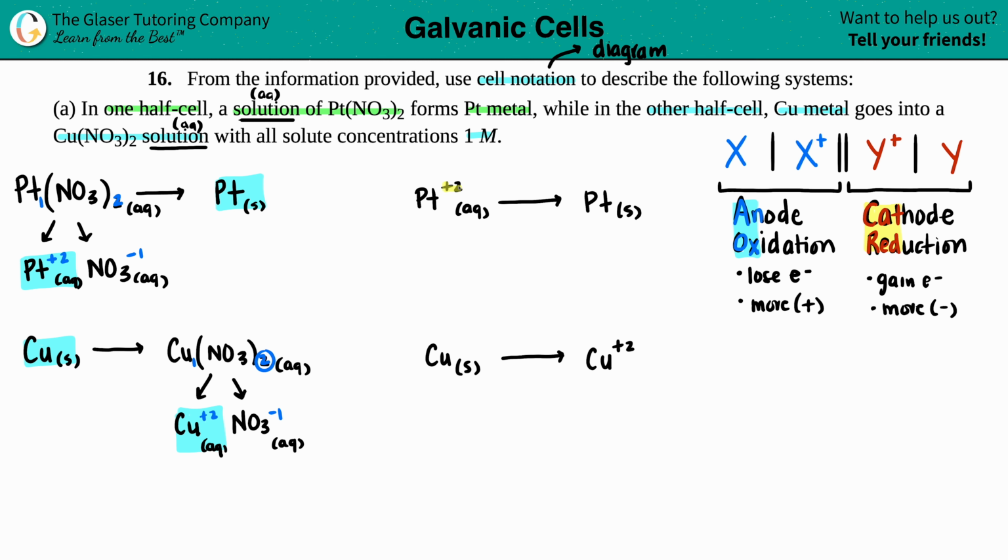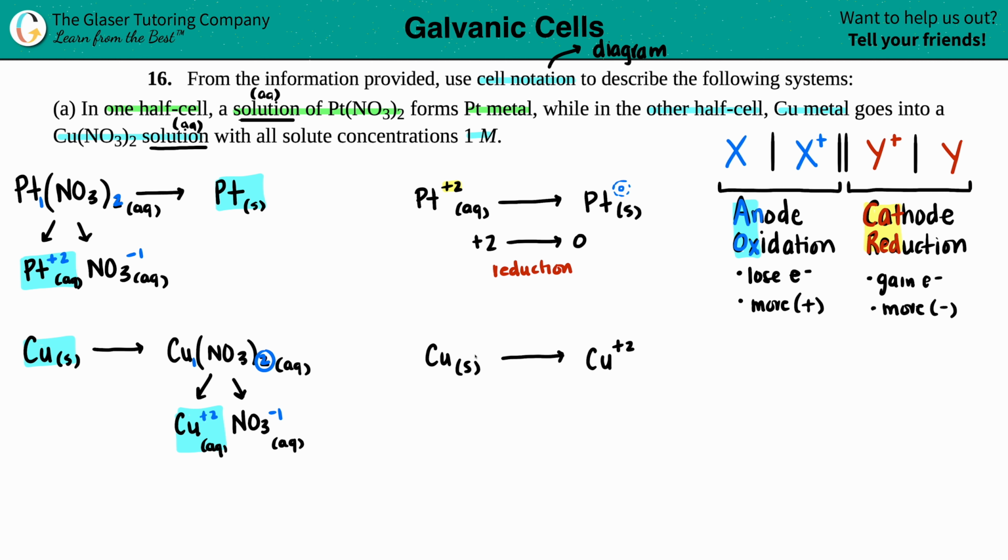Platinum, Pt, was a +2, and the platinum over here, I don't see a charge in the upper right-hand corner. So that means that it's a 0. So I went from a +2 to a 0. Did I become more positive or did I become more negative? Yeah, I'm going down in number. So I'm becoming more negative. So this is the reduction side. This is going to be the cathode.